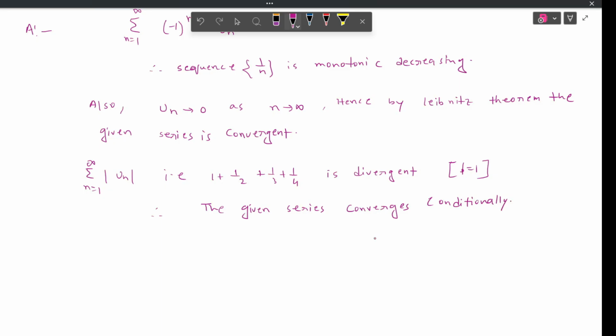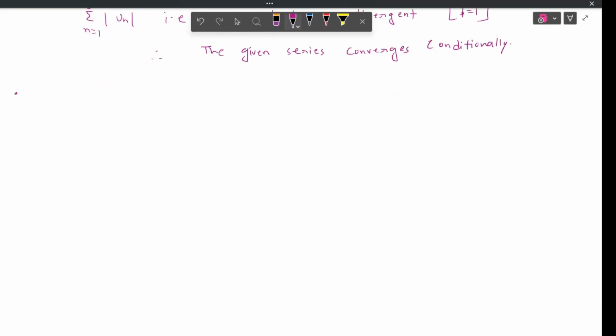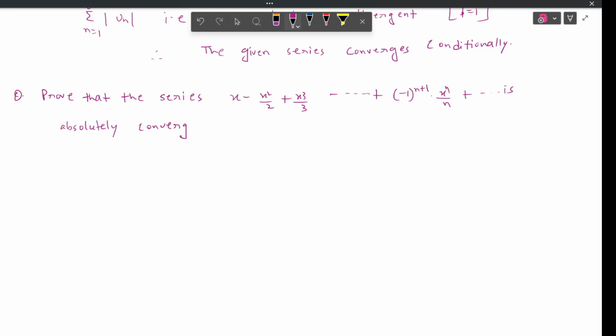Okay. Now let's see one more question and we will wrap up our lecture. Prove that the series x minus x square by 2 plus x cube by 3, this series, minus 1 to the power n plus 1 into x to the power n by n, is absolutely convergent when mod of x is less than 1 and conditionally convergent when x is equal to 1. So let's see the solution.